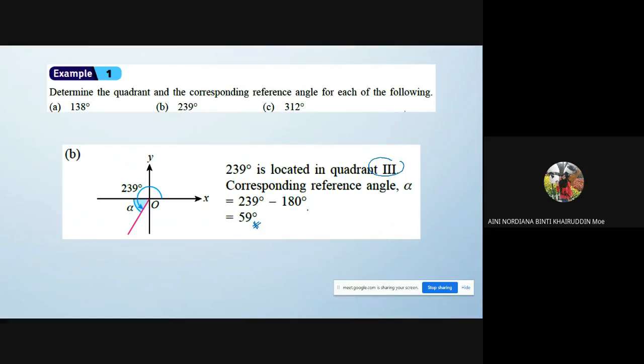Cikgu, tak faham. Yang mana? Yang B. Yang ni okey. Quadrant 3. Yang tu yang tak faham cikgu. Okay, yang 239 you tahu kan dia memang ada kat quadrant 3. Kita sekarang nak cari theta. Tadi cikgu kata 180 untuk quadrant 3 kan? 180 plus theta kan? So ini sebenarnya 180 plus theta equals to 239. So nak cari theta, minus.